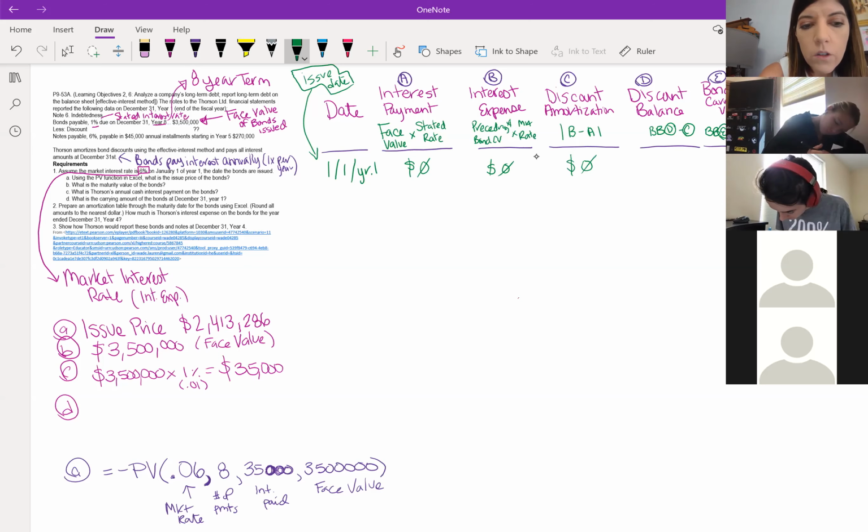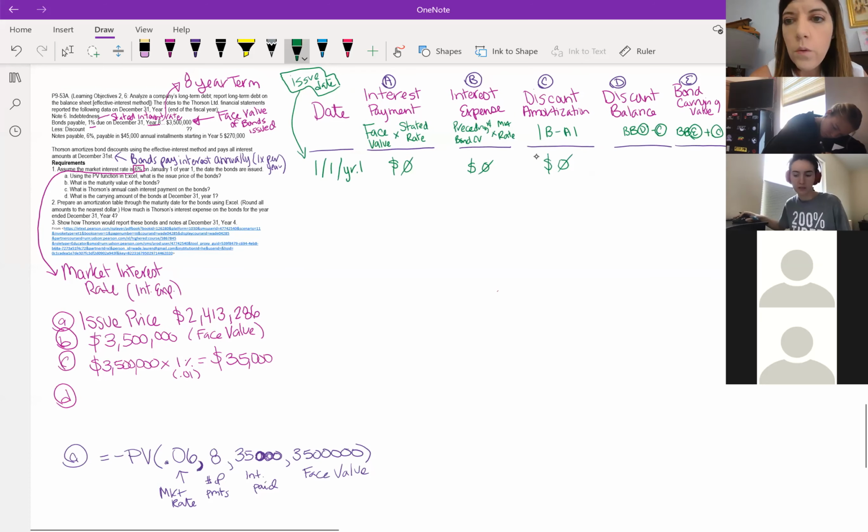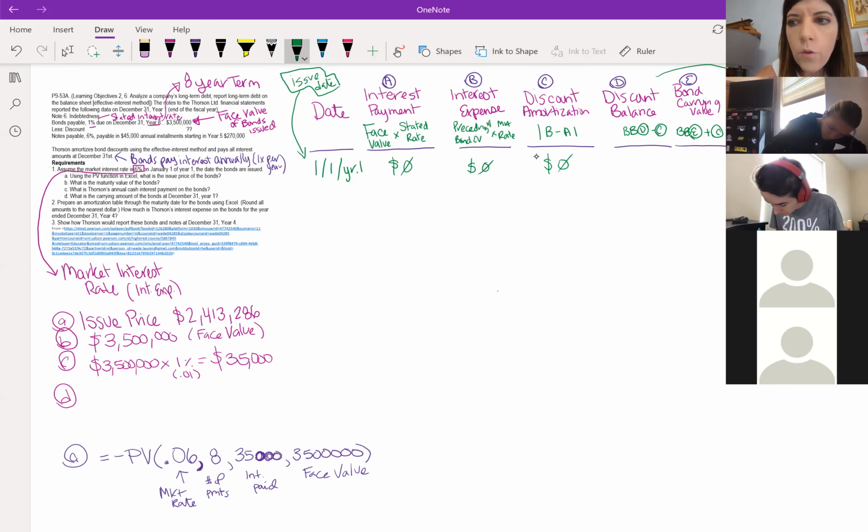And how do I calculate my discount balance? What's the first thing I need to do? Face value minus issue price. Correct. So face value of the bonds issued, which was 3.5 million, compared to the issue price, which we calculated, 2,413,286.